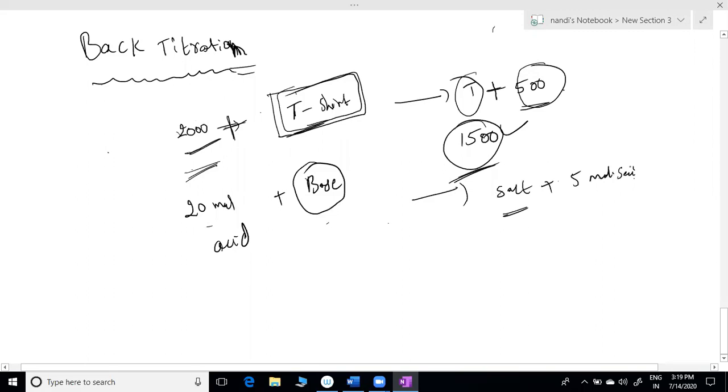5 moles of acid is there extra. I don't know how much base is there. I added 20 moles of acid. After the reaction, I found only 5 moles of acid remaining. That means 15 moles of acid reacted with base. Is this point understood? Here, this 5 also they won't give directly, sir. They will give it indirectly, that we need to find out. There are 2 steps of reaction, a 2-step titration.